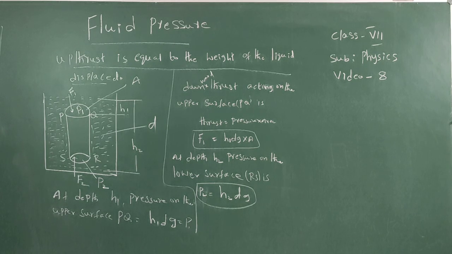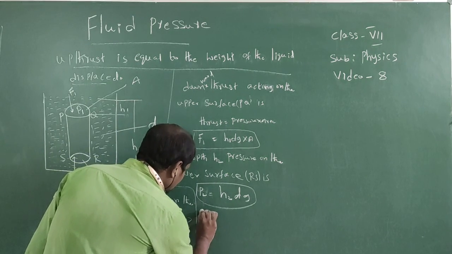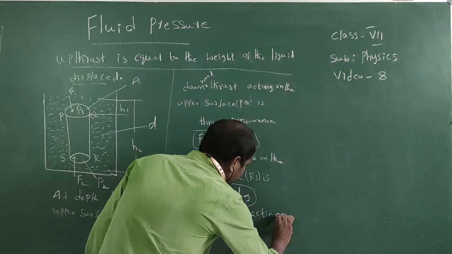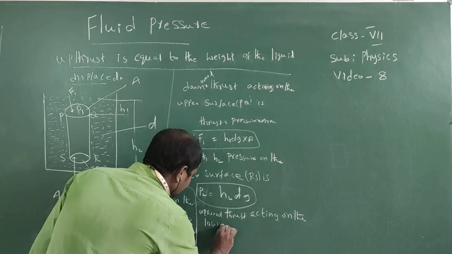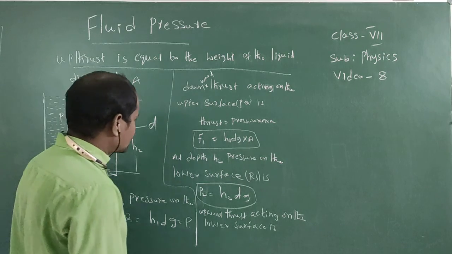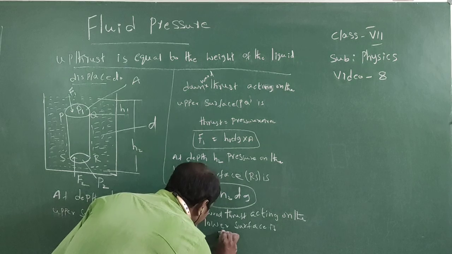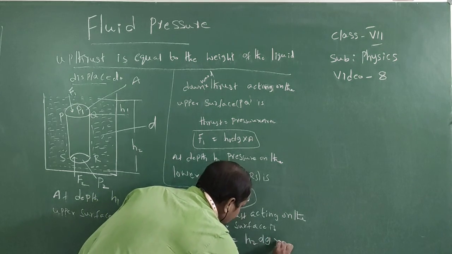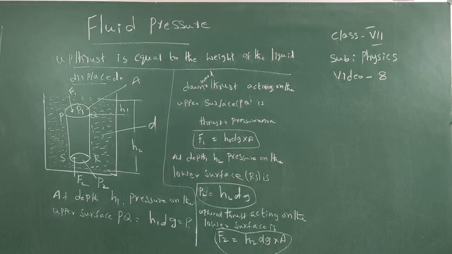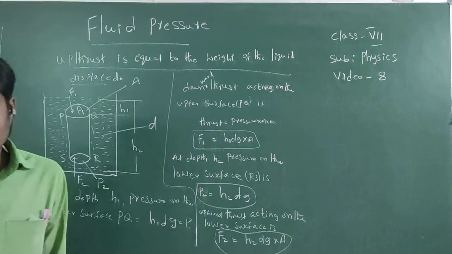Now the upward thrust acting on the lower surface RS is F2. Thrust equals pressure into area, so F2 equals H2 dg into A. This is the F2 value, equal to H2 into density into g into area of cross section.